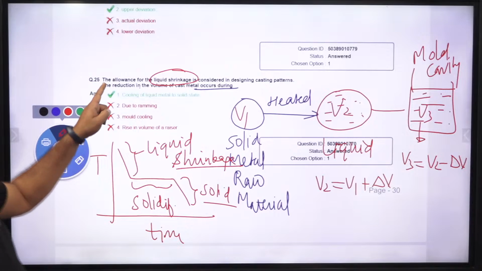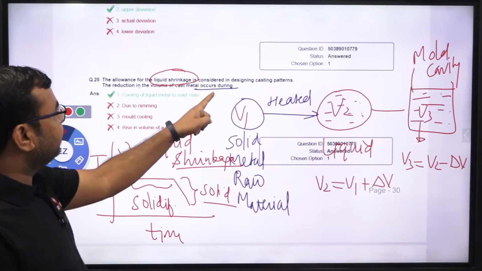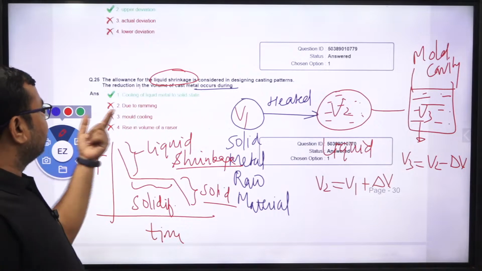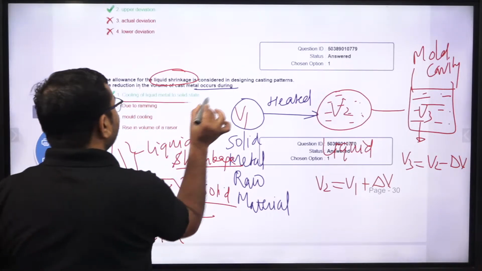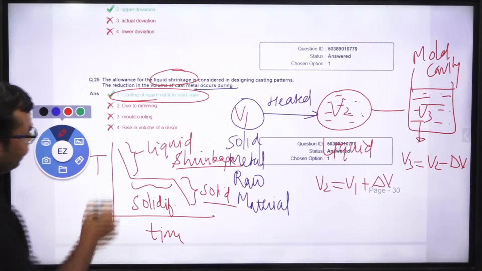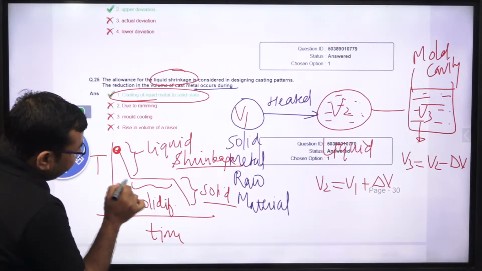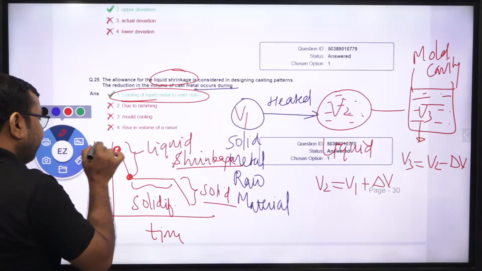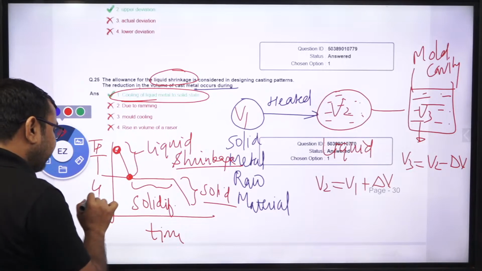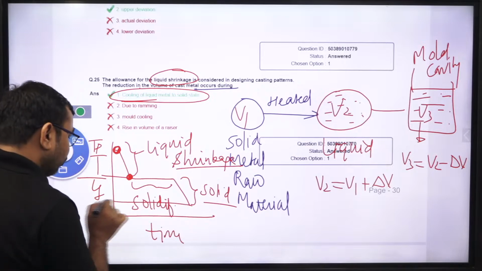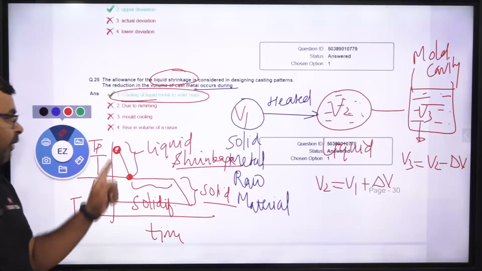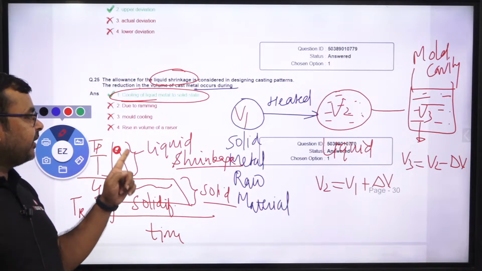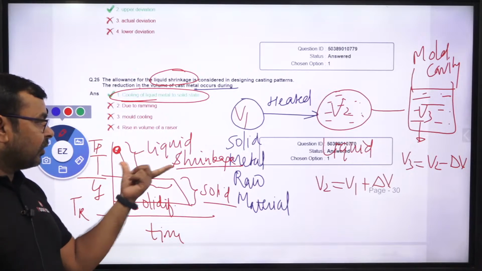So you can see the allowance for the liquid shrinkage is considered in the design of the casting pattern. The reduction in the volume of the cast metal occurs during cooling of liquid metal to solid metal. Initially its temperature decreases from the pouring temperature. This is the pouring temperature, this is the freezing temperature, and this is room temperature. When you cool the material from pouring temperature to freezing temperature, the entire shrinkage takes place in the liquid state. This is called liquid shrinkage.